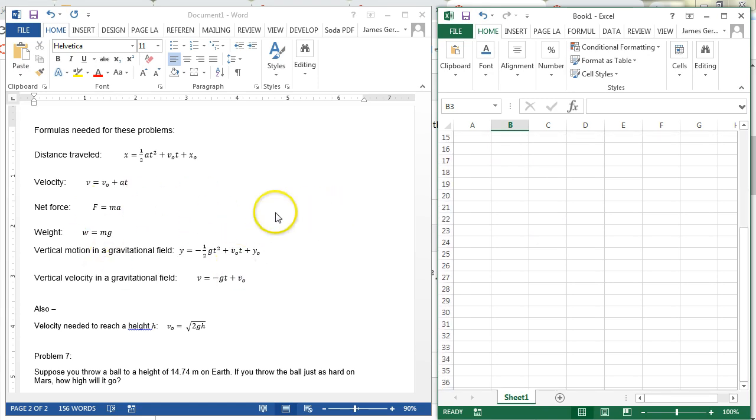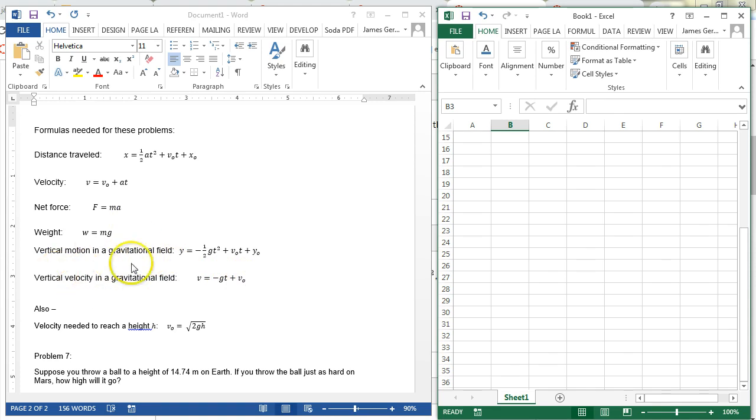If we're throwing something vertically, just straight up and down, its position y, i.e. the height it's at, is minus 1/2 gt squared, where g is the acceleration of gravity and t is time, plus v naught t, where v naught is the initial velocity you throw it up with, plus y naught, the initial position you started throwing it up from. And again, usually that's going to be 0 in our problems. Vertical velocity in the gravitational field is v equals minus gt plus v naught.